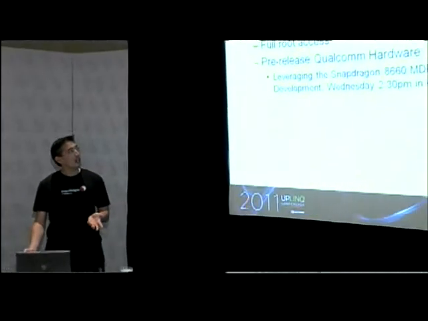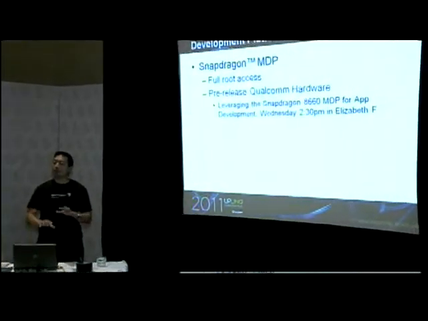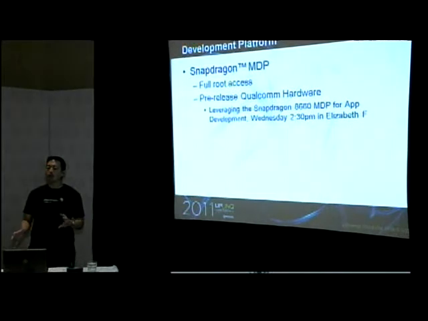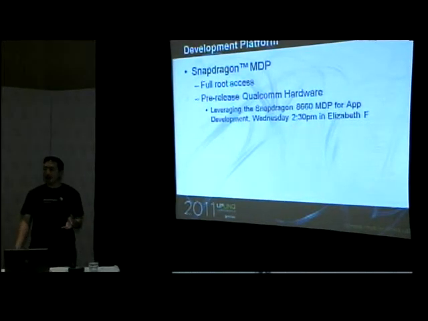So the Snapdragon MDP is available on Qualcomm's website. And what's nice about that, it has official root access. In some cases there's also pre-release Qualcomm hardware, and you can test all this stuff on the device without having to root your own device, and be able to optimize for early release Qualcomm hardware.